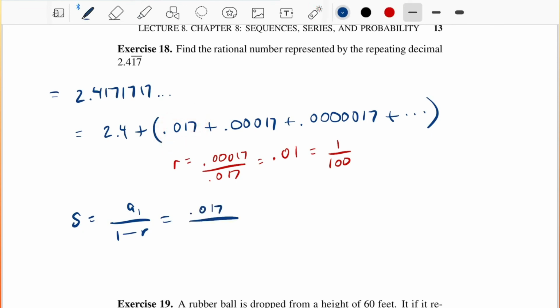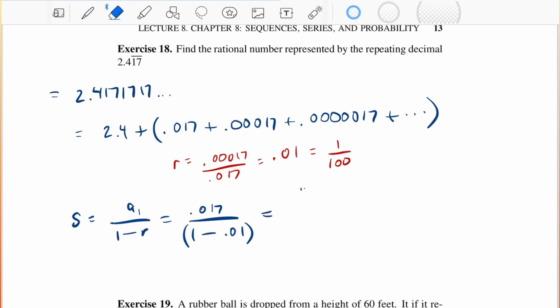If you're working this out on your calculator, just make sure you put parentheses here: 0.017 divided by parentheses 1 minus 0.01, close parentheses. Actually, I'm sorry, you should use fractions because the point is to get this in fraction form. So let's do fractions here. So this is the same as 17 over 1,000. All right, that's the same as that.